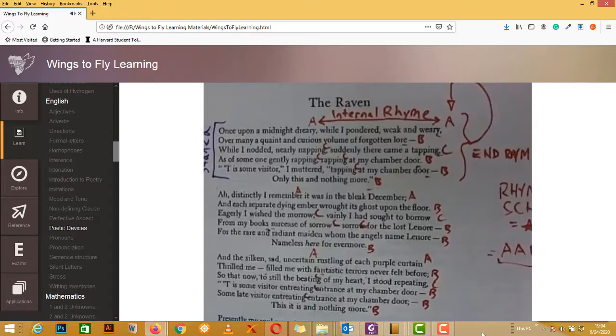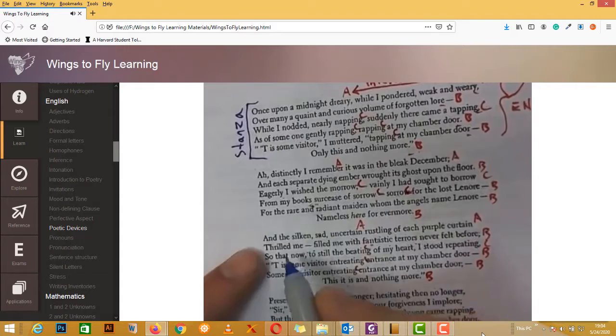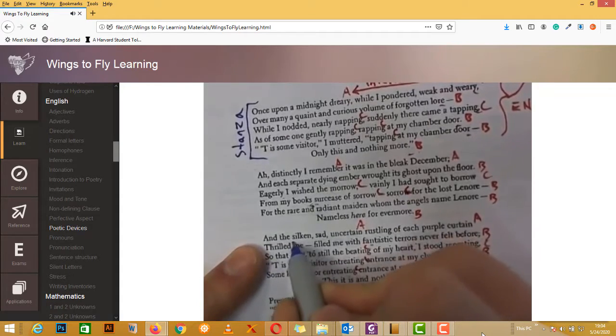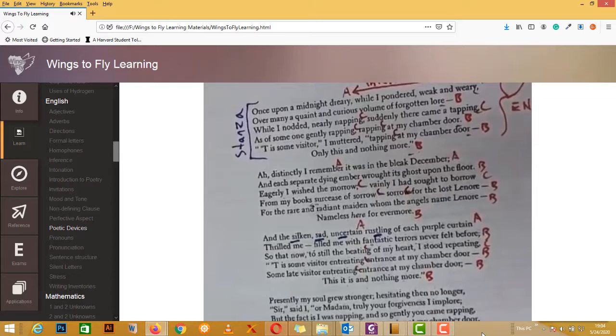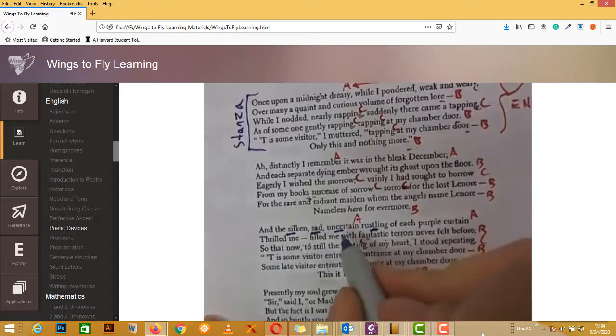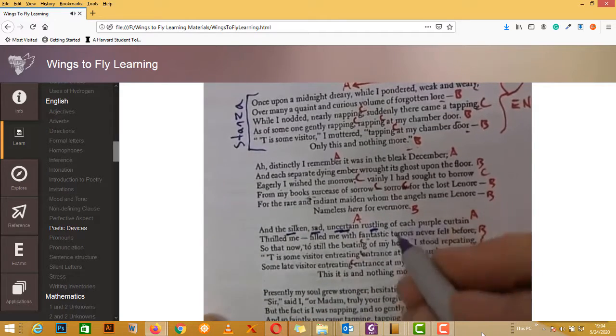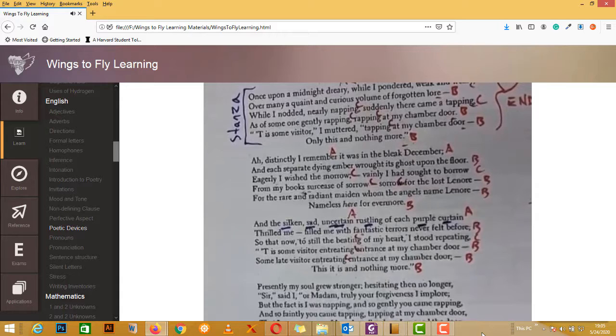Okay, sounds. But much more is going on in terms of sound here. What else do we have going on? Take a look at this. I love this line here, one of my favorite lines. And the silken, sad, uncertain rustling of each purple curtain. So we have a repetition of this S sound, and we have a repetition of the ER sound. So certain, purple, curtain. Okay? So we have two sets of repetition going on here. We've got repetition of a consonant sound and repetition of a vowel sound.